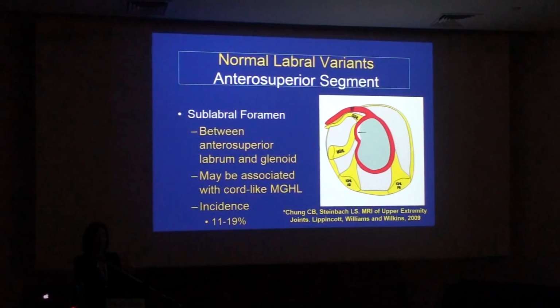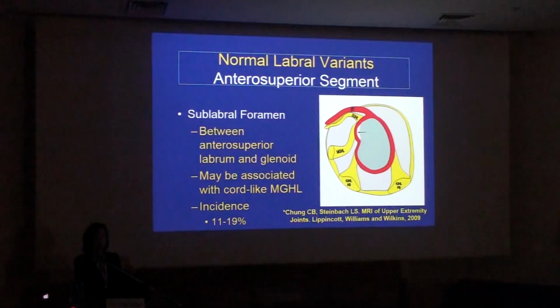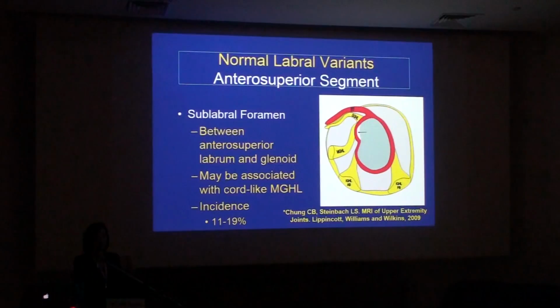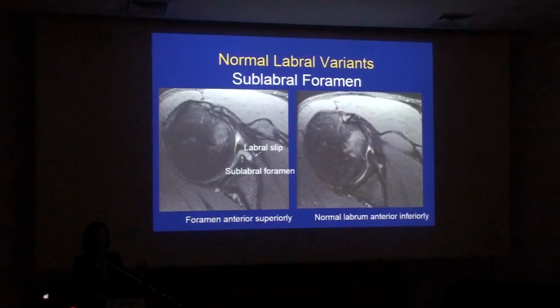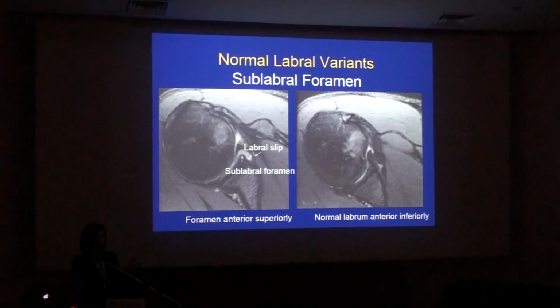Usually it goes down to the equator, 3 o'clock, but it has been shown sometimes it can go even below the equator. So this is what it looks like. If you're at the top on the axial view, you'll see that the labrum is separated from the glenoid down to the middle of the shoulder, where then it becomes normal, and you don't want to overcall this a tear.